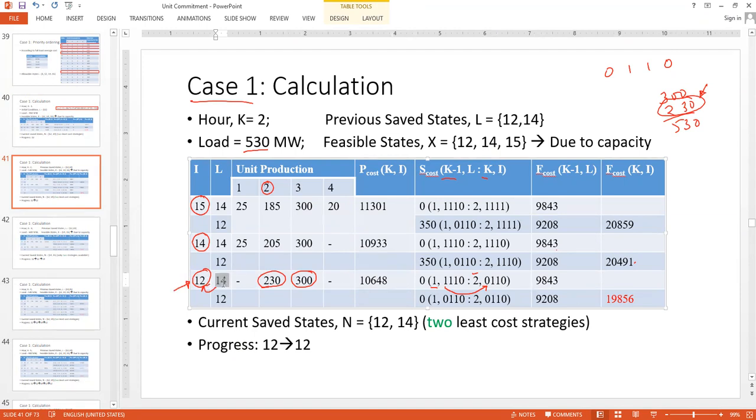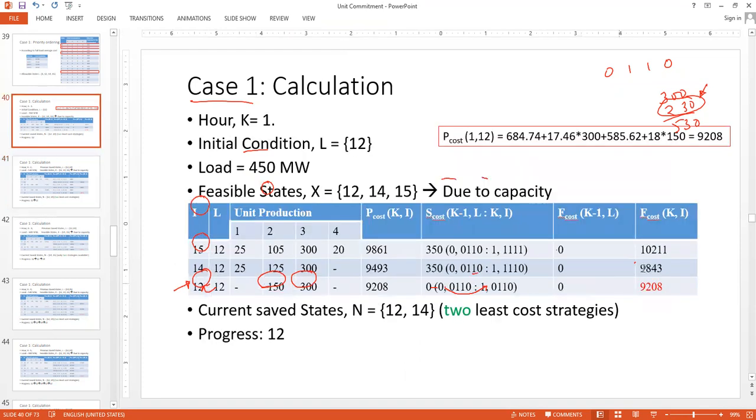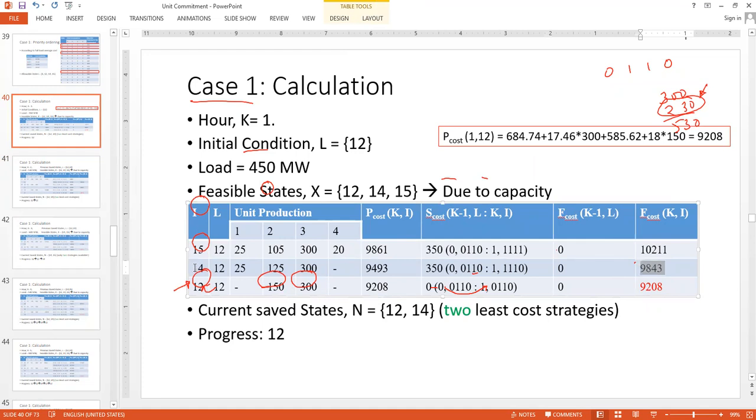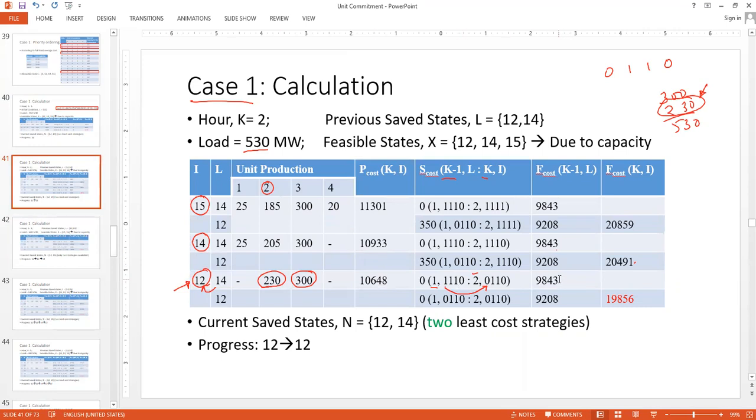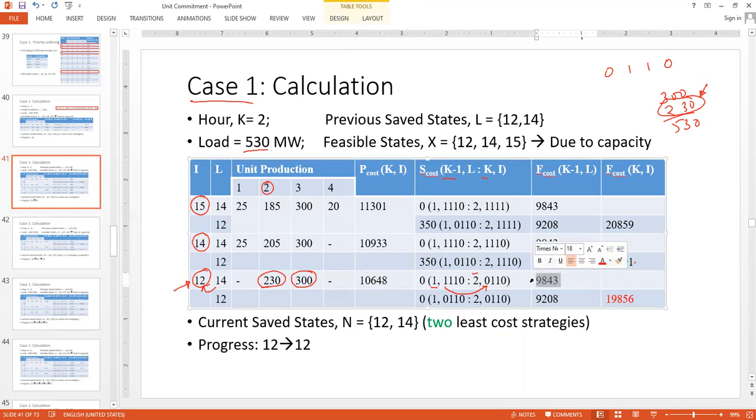Whenever we were at 14, what was the F cost? K minus 1, the previous interval, L, the previous state. When K was 1, this was the F cost, so we are including this 9843 here. F cost K minus 1 L for state 12 — we already have the cost here, 9208. So we list it here.